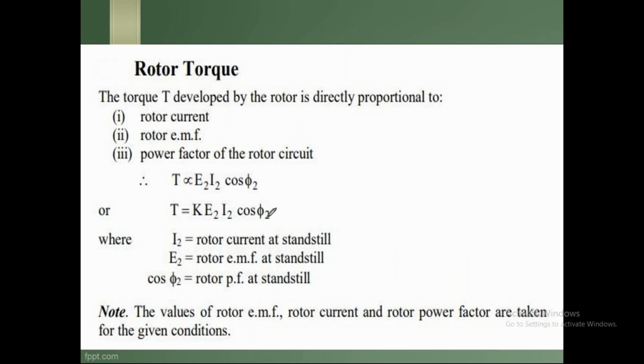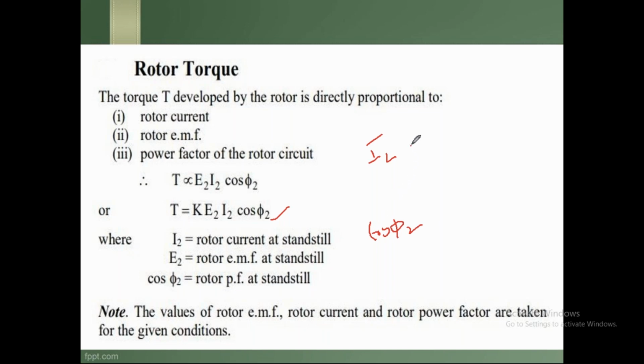So this is the initial formula for torque: T is equal to K into E2 I2 cos phi 2. To simplify this equation, you have to know the formula for I2 and the formula for cos phi 2. We have already seen these formulas in rotor parameters affected by the slip.